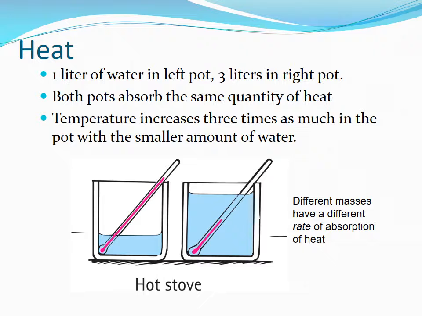The pot of water on the left has 1 liter, and the pot on the right has 3 liters of water. Both pots absorb the same quantity of heat. The temperature increases 3 times as much in the pot with the smaller amount of water. The different masses have a different rate of absorption of heat.